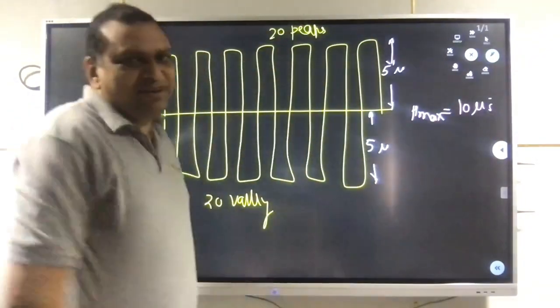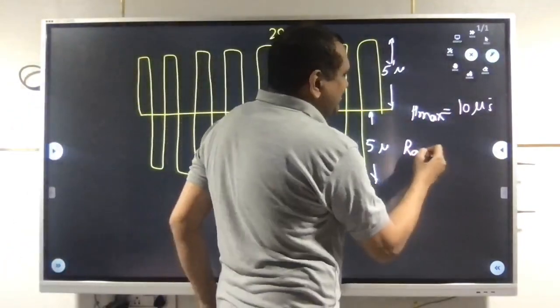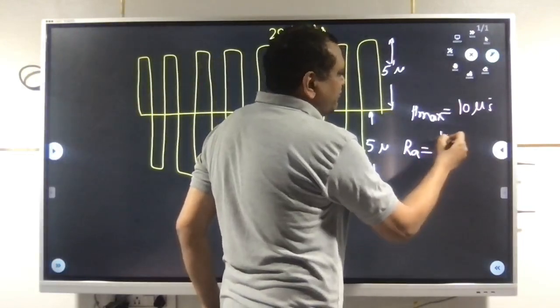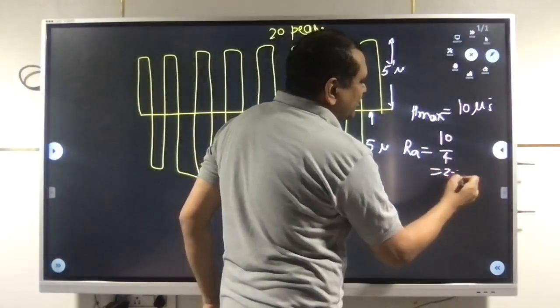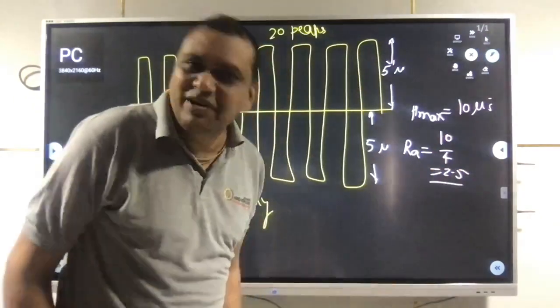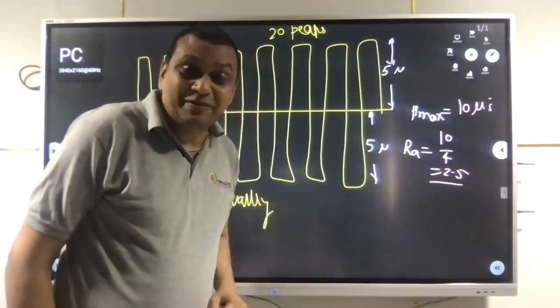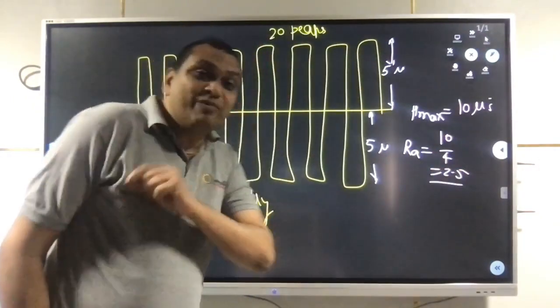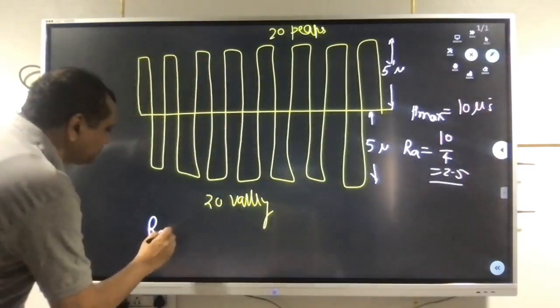Now some of you, what you will do: CLA value is nothing but h max by 4. So 2.5. Some of you will do like this. But it's a wrong solution. We have to go by the first principle.